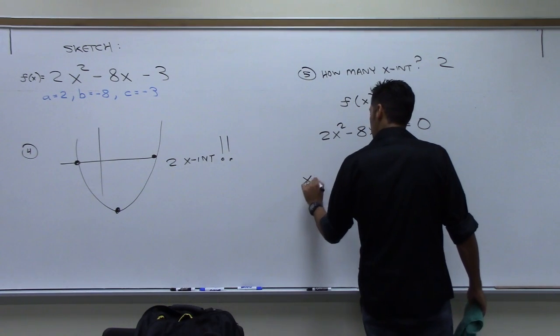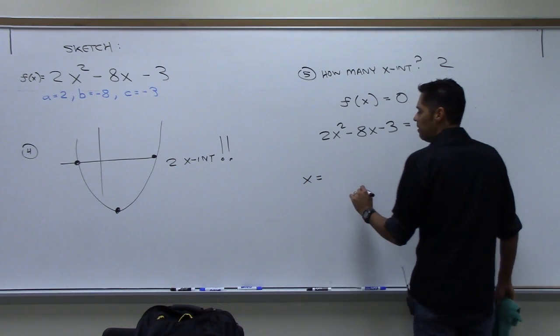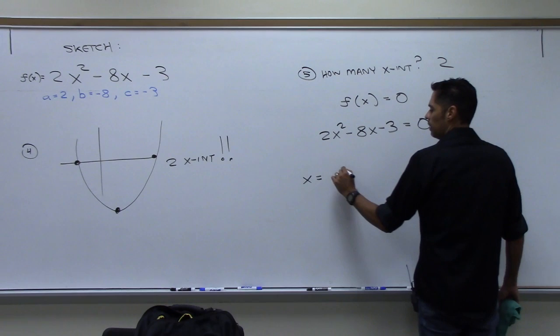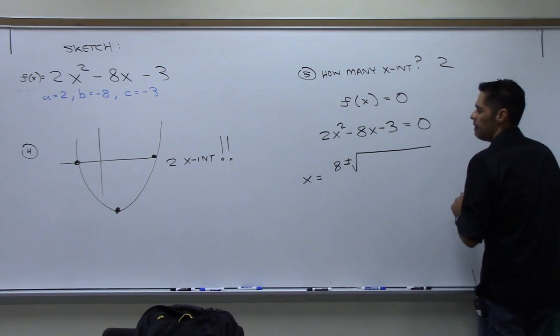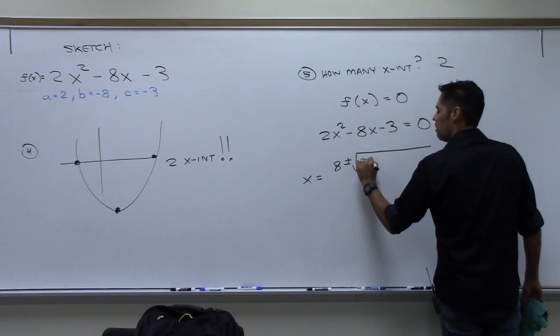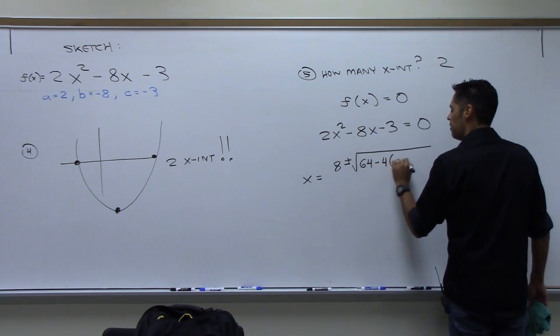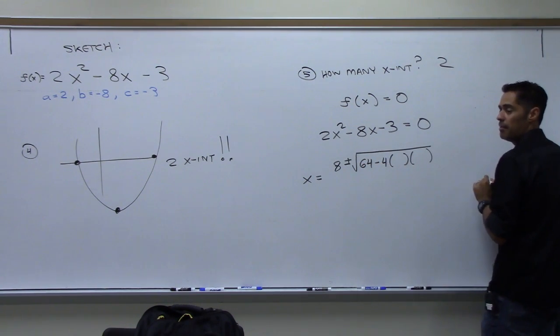So x is negative b. What's negative b? 8 plus or minus the square root of 64 minus 4 times a times c, right?